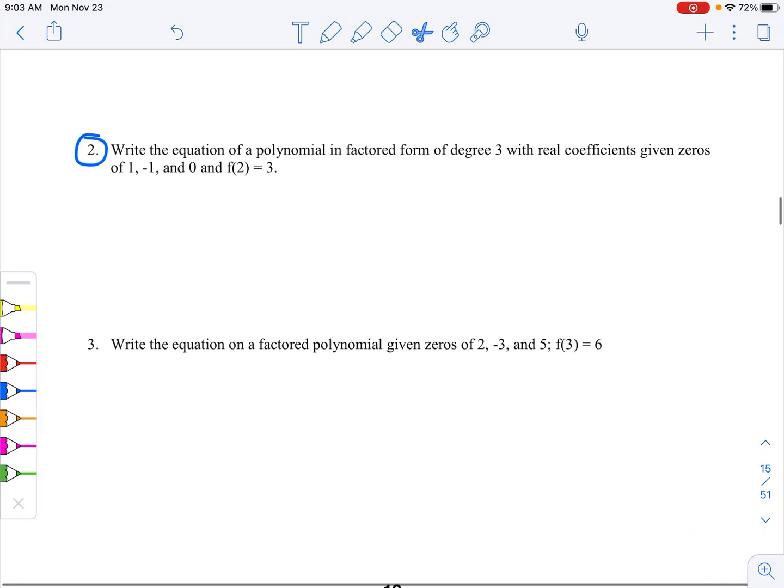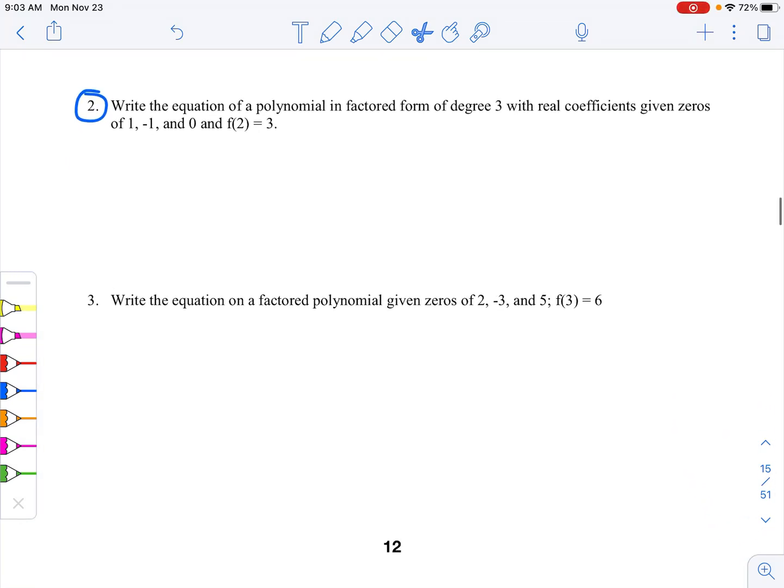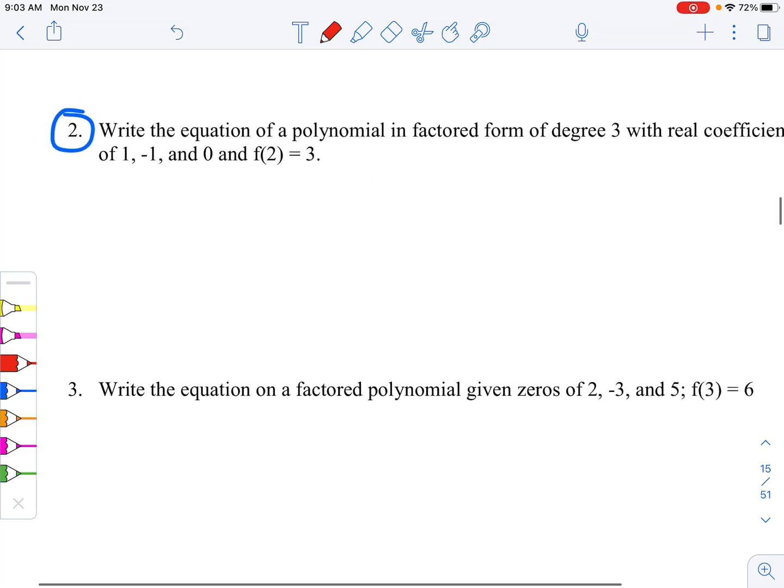Right, we are on page 12. Let's do number 2. Number 2, it says write the equation of a polynomial in factored form of degree 3 with real coefficients given as zeros. Well, if we're going to write an equation, let's write it as y equals.